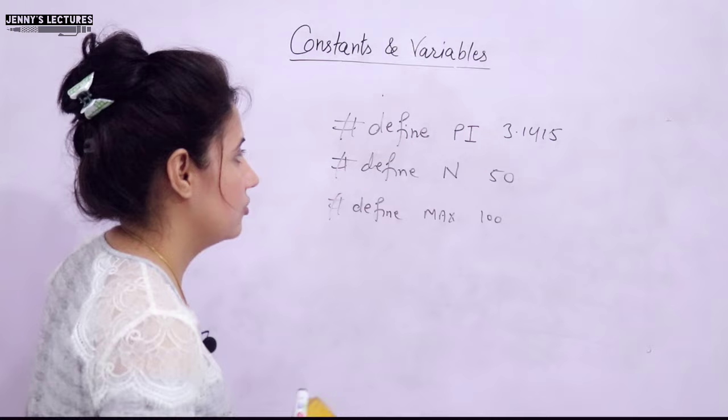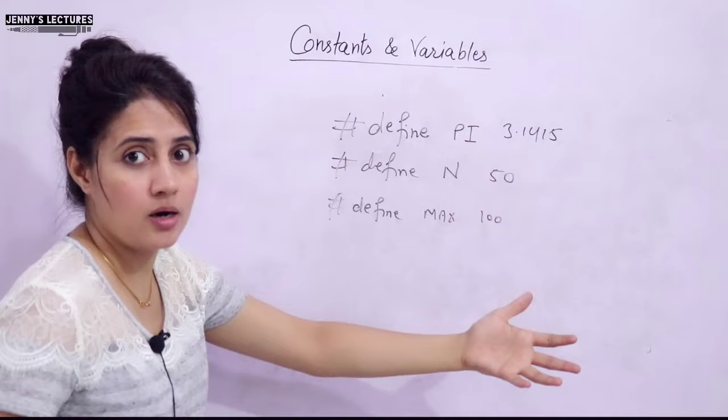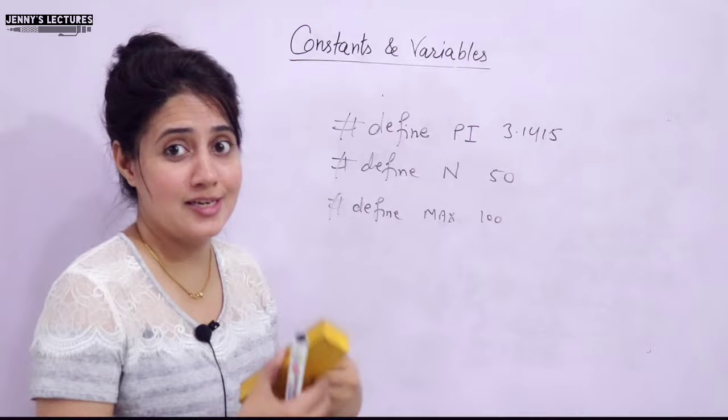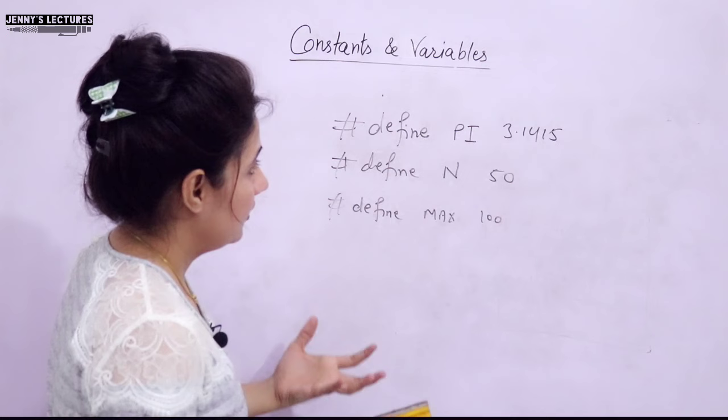So now whenever in your program you write max or n or pi, that would be replaced by these values before the compilation starts, by the preprocessor, right? I hope the working of the preprocessor is clear to you, because we have already uploaded a video on this. You can find that video in the C programming playlist, right? So I think the difference between constant and variable is clear to you. Let me just show you with the help of a program.